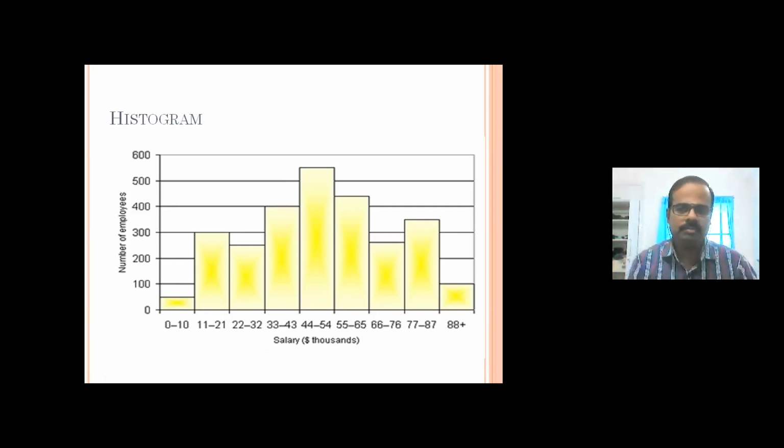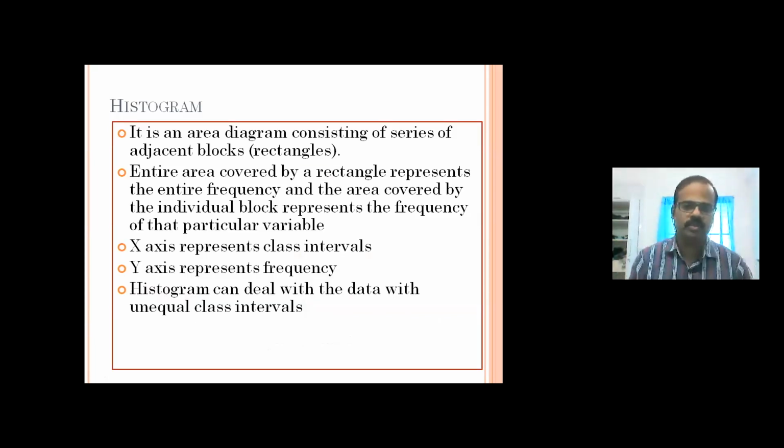So when all the bars are kept adjacently and the class intervals are continuous, the resulting diagram is called a histogram. This is a most commonly asked 5-mark question, so please kindly note it. It is also called an area diagram consisting of a series of adjacent blocks or bars.